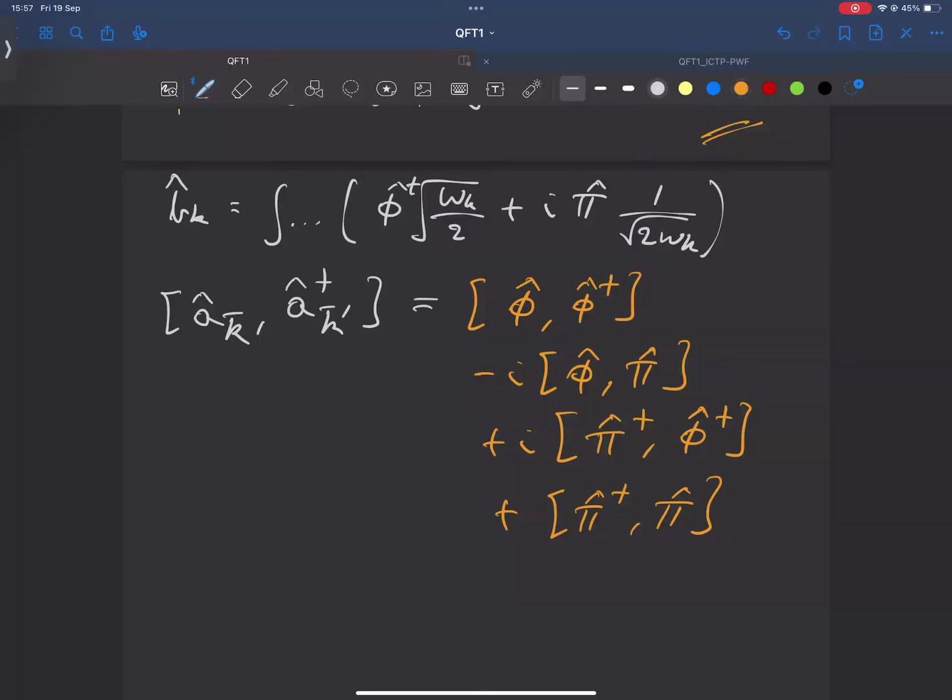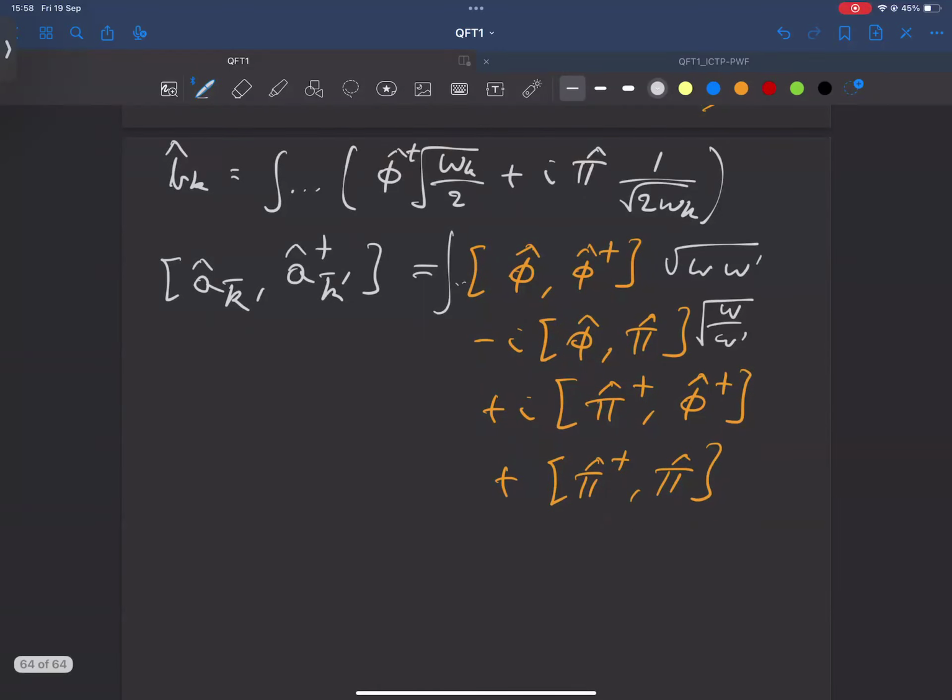So let me now check if that's the correct structure. So schematically, this is what you get, and there are integrals. But this is the structure you should be aiming for: phi dagger, phi pi, phi dagger, and pi dagger pi. And there will be some factors of these square roots, omega prime, and omega over omega prime in some cases.